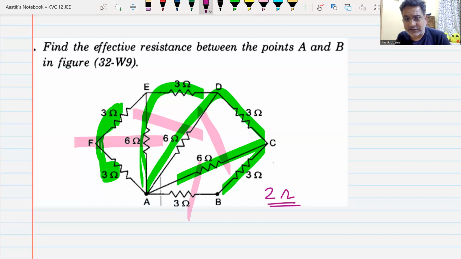Again, it is of the same type: series, parallel, series, parallel, series, parallel, and so on. Do we understand this? 3 and 3 in series, then they are in parallel, then they are in series, then they are in parallel, then they are in series, then they are in parallel. Anyone understands this? The more the practice that you are going to do, the better you are going to be. This is the next question.